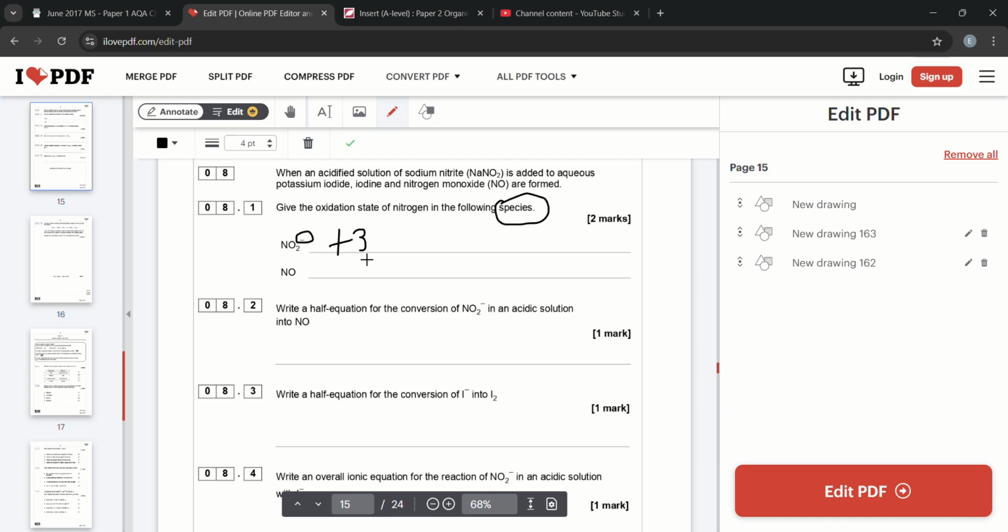NO, that's going to be +2. That's pretty simple. Oxygen by itself is -2. Overall charge of any compound like this with no charge is 0. Therefore, -2 plus 2 will give you 0. Therefore, the oxidation state of nitrogen must be +2 in NO.